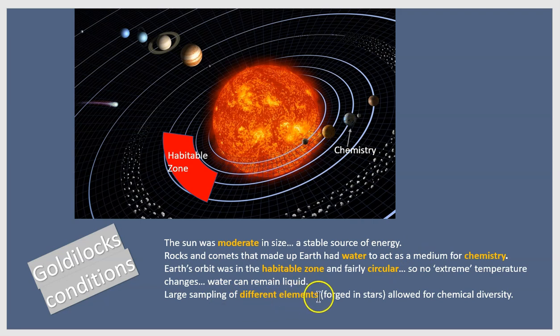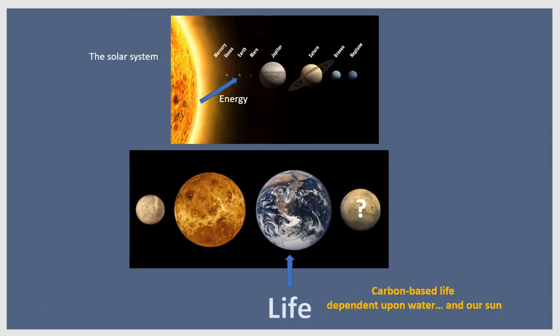And there's a large sampling of different elements, again forged in stars, that allowed for a chemical diversity. So we want to think about the conditions on Earth were just right for lots of interesting chemistry to be going on. We've got lots of different elements that make up the Earth. Those elements can be dissolved in water, and the atoms can combine into molecules, and molecules can combine into more complex molecules. And in time, some 4 billion years ago, life emerged on our planet. Carbon-based life, dependent upon water, as we've seen before, and now adding, we're also dependent upon our sun. Our sun provides a constant source of energy that powers most of the ecosystems on our planet.